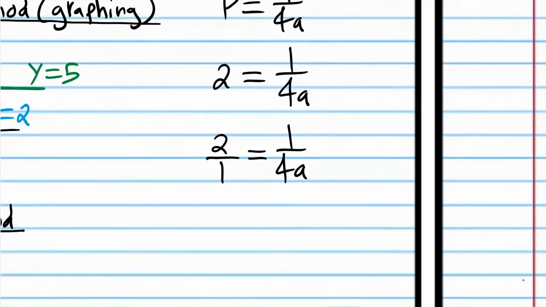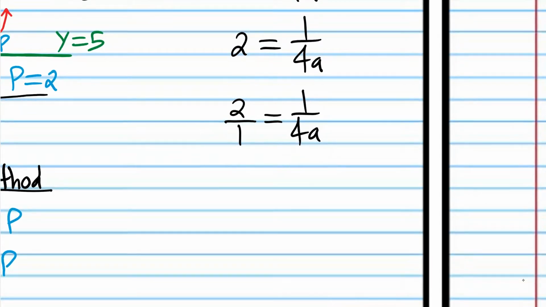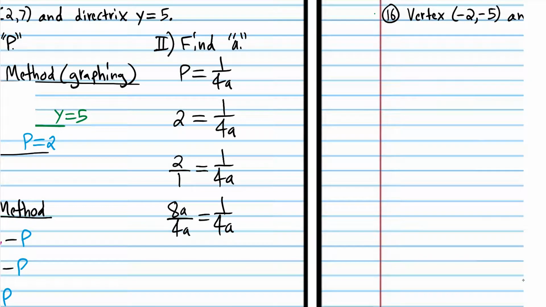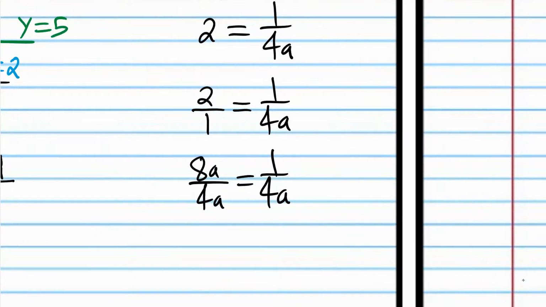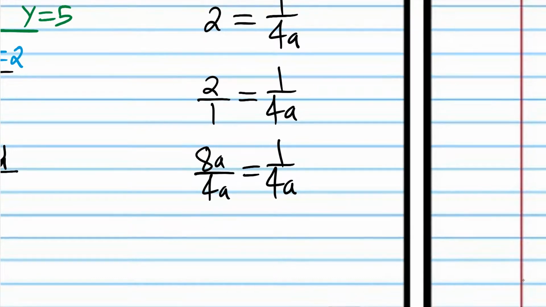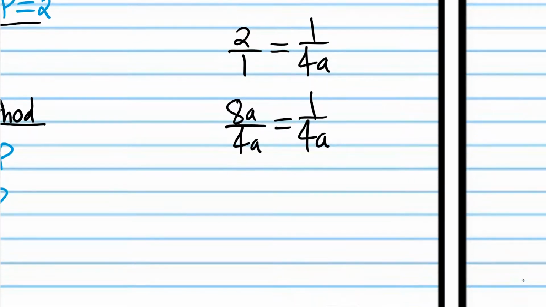Now we can use the fundamental principle of fractions to multiply both sides of this fraction by 4a. 4a times 2 is 8a. 4a times 1 is 4a. By the way, what we're doing here is just solving an equation with a fraction. You can go back to my beginning algebra course, or I might teach a class on equations with fractions in this course just as review. You may have already done that.